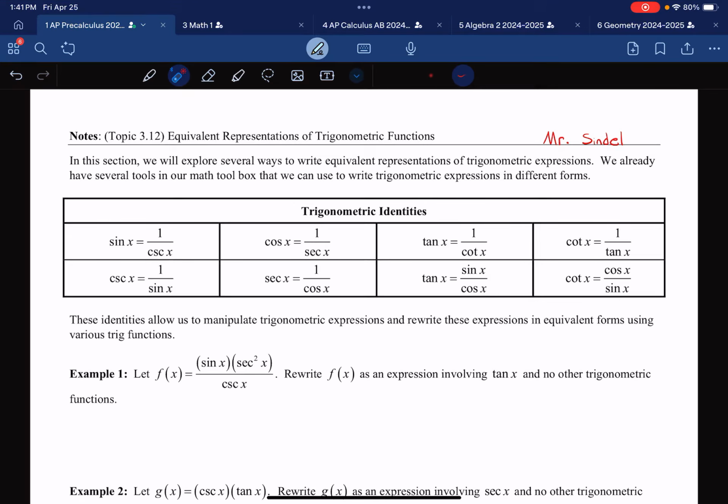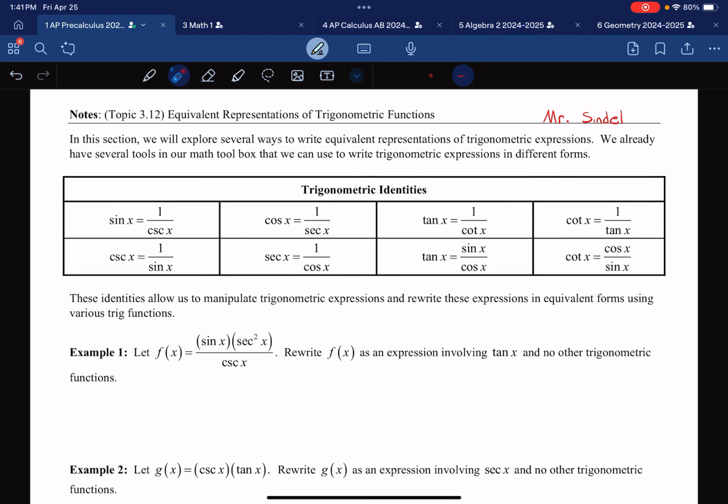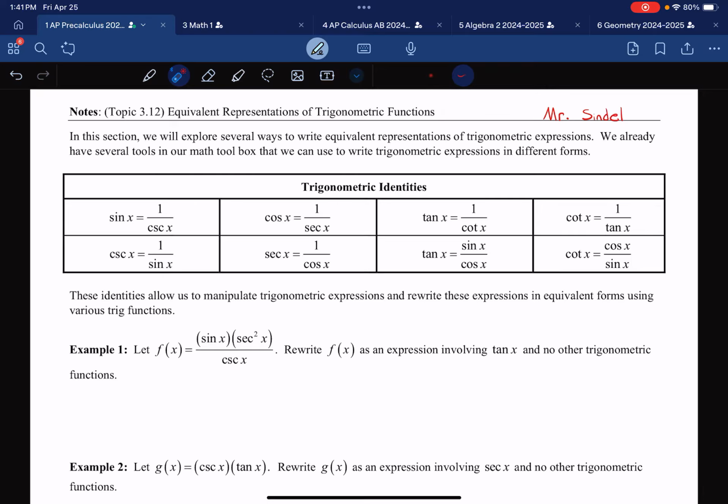This is AP Precalculus notes for topic 3.12, equivalent representations of trigonometric functions. Before we dive in, hopefully you have all of these remembered. If you want to find cosecant, it's just 1 divided by sine. Same thing for secant, it's 1 divided by cosine, and tangent has a bunch of things to remember. The main thing being if you have 1 divided by tangent of your function, it's going to be cotangent.